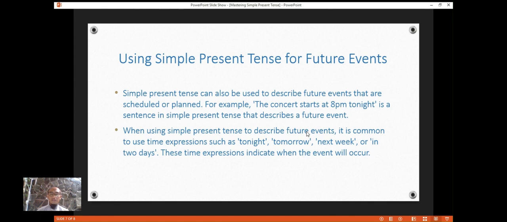Using simple present tense for future events. Simple present tense can also be used to describe future events that are scheduled or planned. For example, "The concert starts at 8 p.m. tonight" is a sentence in simple present tense that describes a future event. When using present tense to describe future events, it is common to use time expressions such as tonight, tomorrow, next week, or in 2 days. These time expressions indicate when the event will occur.